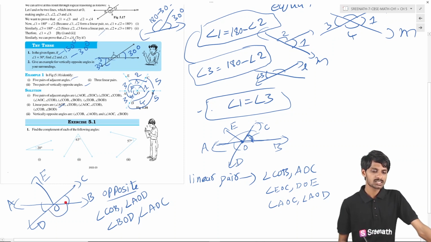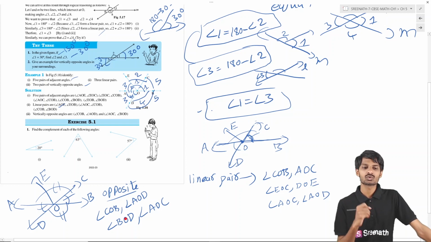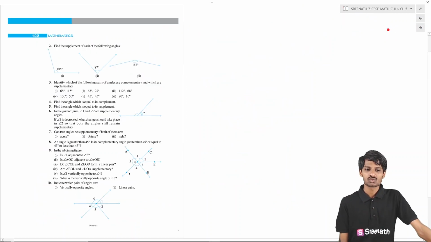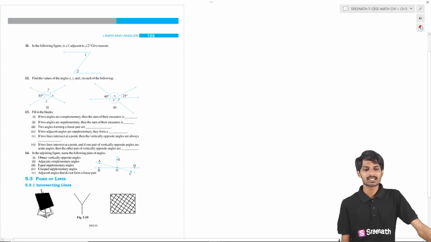Can you observe this, students? This angle and this angle. I'm giving two slashes so that you can observe. So these are the opposite angles, students. So in this way we have to find out the opposite angles. So finally, we have completed our topic, students.